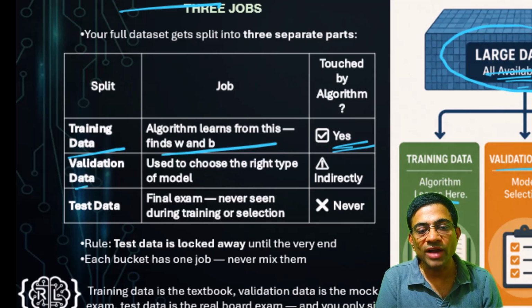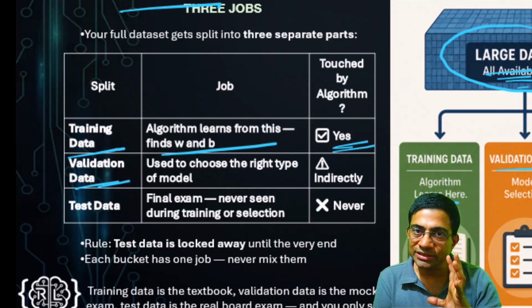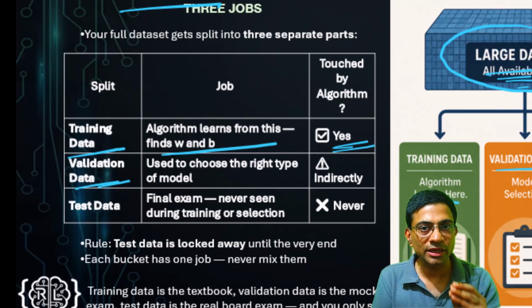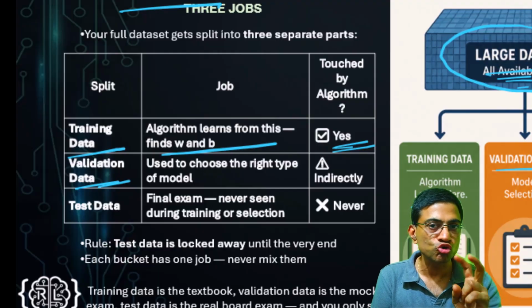Next comes the validation data. Validation data is a little tricky. You just sit upright and listen for 2 minutes.